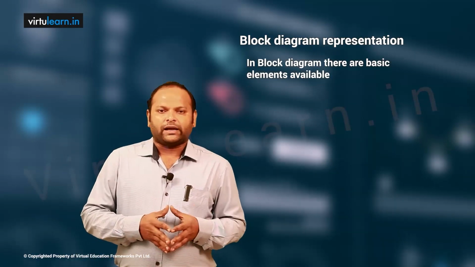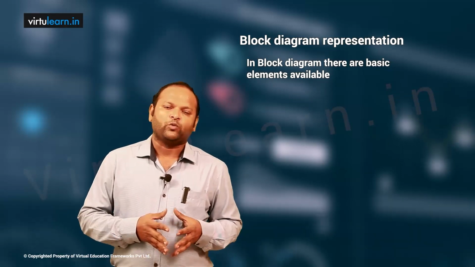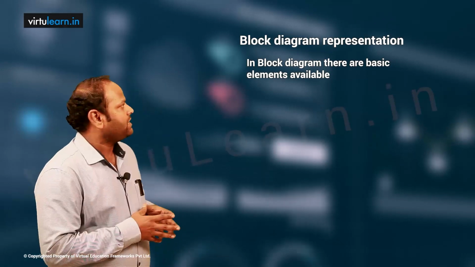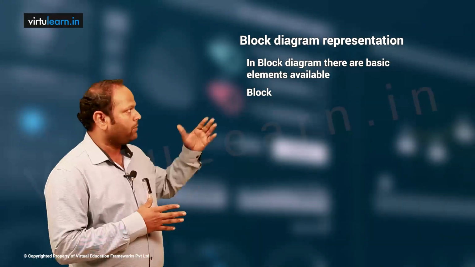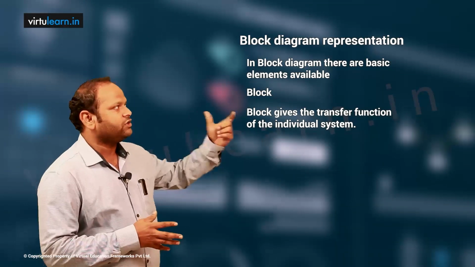So in a block diagram, there are basic elements available. What are the basic elements of the block diagram? There are three elements available. The first one is the block. What do you mean by block? A block gives the transfer function of the individual system.